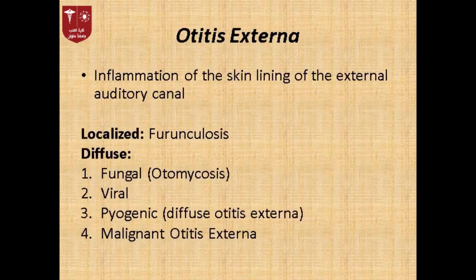Otitis externa is inflammation of the skin lining the external auditory canal. This can be either diffuse or localized. Diffuse will be divided according to the causative organism into fungal, viral, or bacterial. Bacterial can be either diffuse otitis externa or malignant otitis externa. Also, the localized type is called furunculosis, and it's also bacterial, caused by Staph aureus.